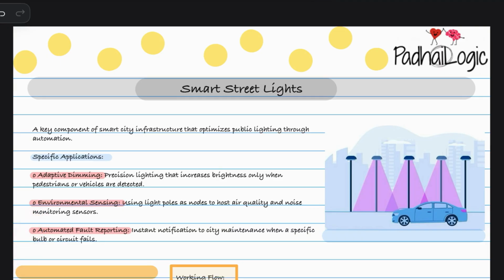Then we can also talk about automated fault reporting. For example, if a bulb burns out, or if there is a short circuit, the pole automatically updates the central database. So there is no more waiting for citizens to complain, or a city truck to do a manual midnight checkup. The street bulb itself sends the message to the central database, and according to that, the fault is reported and fixed accordingly.